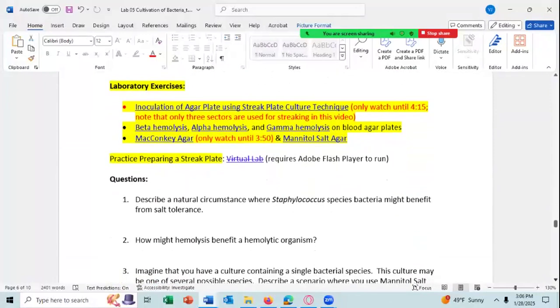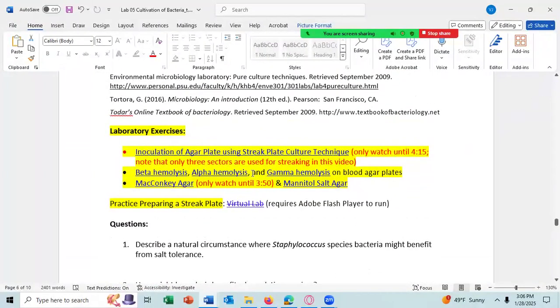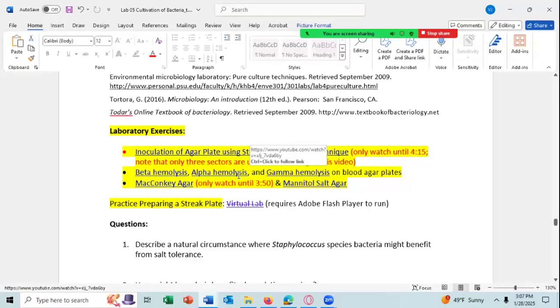In this lab, you're not going to be doing any of these procedures because everything we're doing in this class is online. But we have a little video for you to watch on the inoculation of an agar plate using the streak plate culture technique. You only need to watch this video to 4 minutes and 15 seconds. You should note that this person only used 3 sectors to make the streak. We showed you 4 sectors. Doesn't matter. Both of them have streaked out the plate for colony isolation and then obtain isolated colonies.